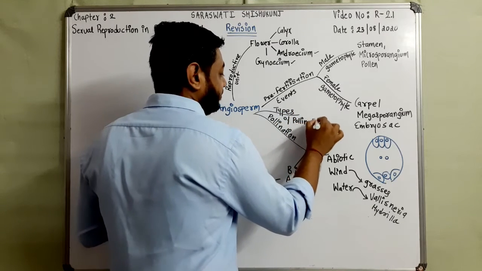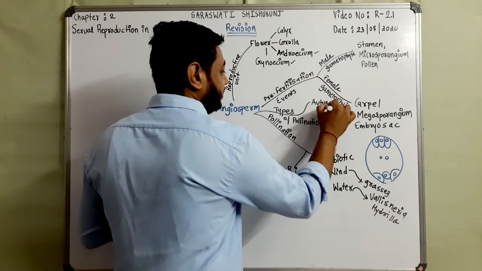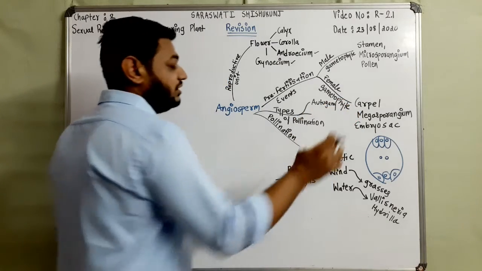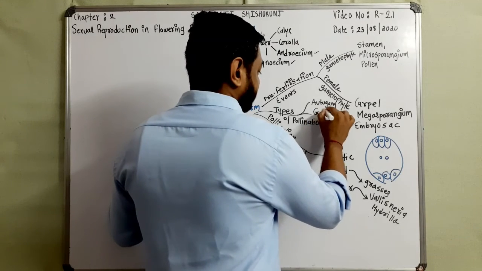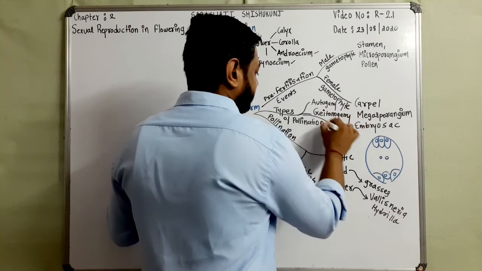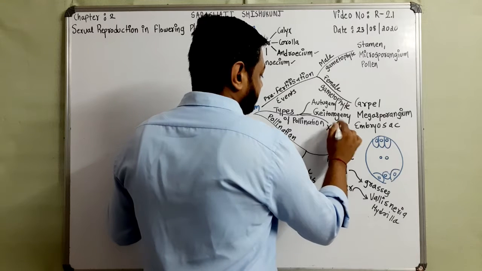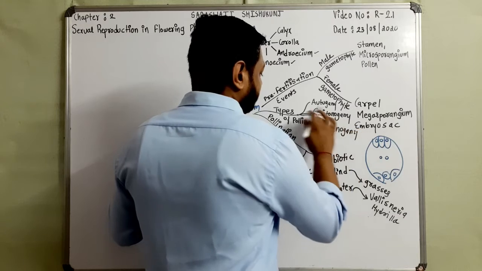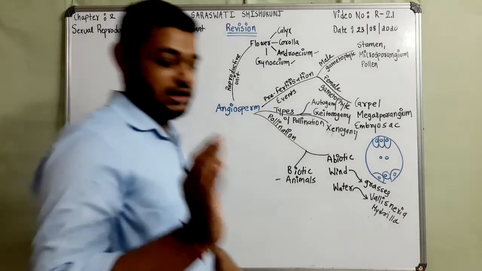When pollination occurs on the same flower, it is called autogamy. When pollination occurs on a neighbor flower of the same plant, it is referred to as geitonogamy. And when pollination occurs on another flower of a different plant, it is referred to as xenogamy. So there are three types of pollination: autogamy, geitonogamy and xenogamy.